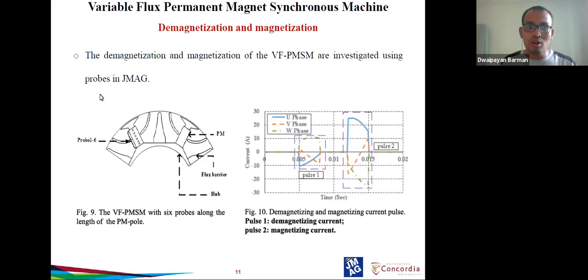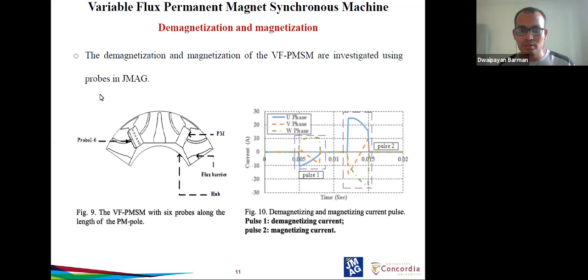Another issue of the variable flux PMSM is demagnetization and magnetization of the alnico-9 magnet. To investigate the demagnetization and magnetization of the alnico-9 magnet, 6 probes are placed along the length of the permanent magnet pole as shown in figure 9.